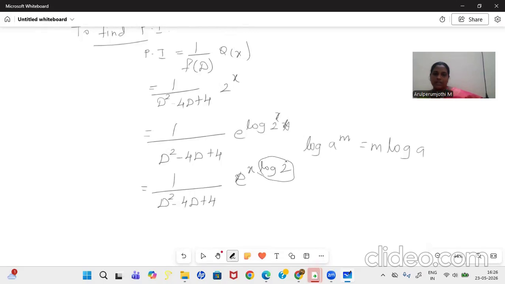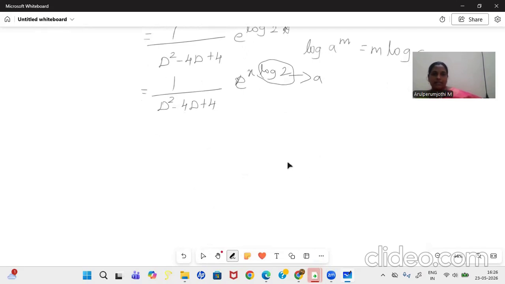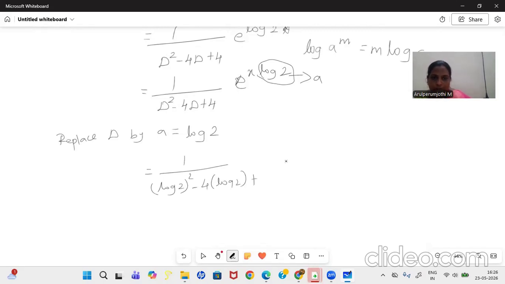So what is your a? So a is equal to log 2. So what is the procedure? Replace d by a. So this is the way to find it in the form of e power ax. So what is your a now? It is log 2. So you just substitute your d square as log 2 square minus 4 into log 2 plus 4 into e power x log 2. So this is your PI.